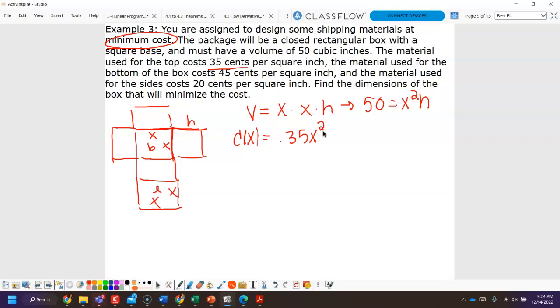The material used for the bottom is 45 cents. And the material for the sides is 20. So how many sides does a box have? Yeah, because these are the sides, right? So yes, there are 6 spots, but we already did the top and bottom. So there are technically only 4 sides. And the sides are represented by X and H. So the area of the sides would be X by H.